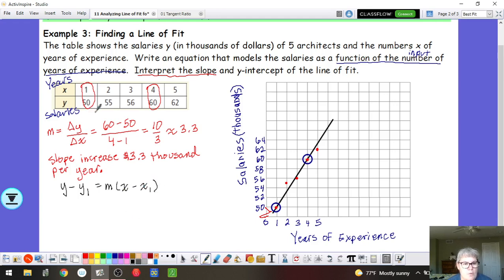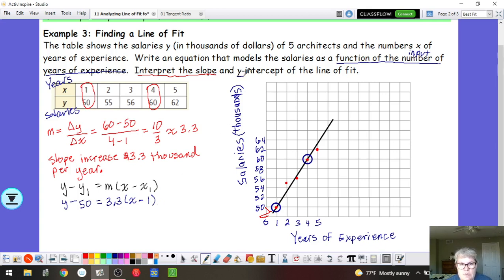So I'm going to use the point (1, 50) as my point in this equation. So we're going to have y minus, the y value is 50, equals, our slope is approximately 3.3, times x minus, the x value of that point is 1. So this is the equation of our line.